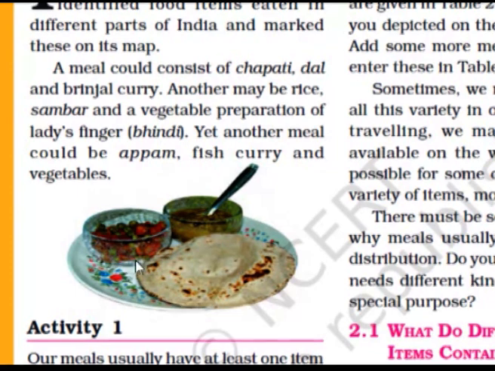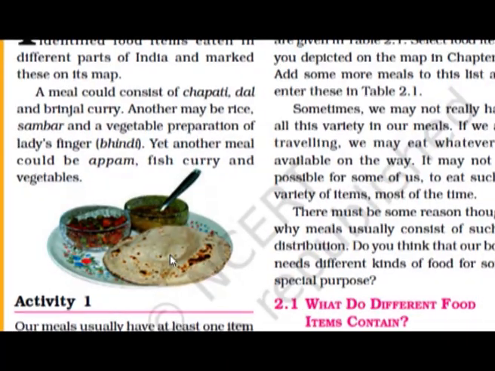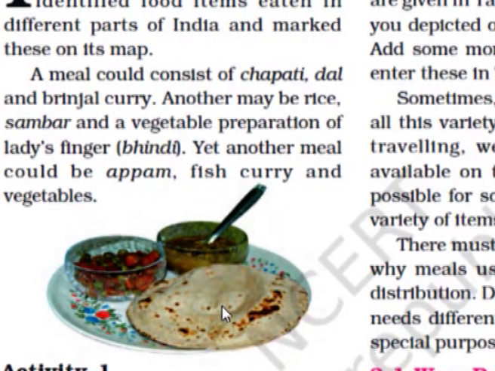Children, here the description of food is given according to the region of India. In India, people of different regions eat different varieties of food. In North India, they may be eating dal, chapati with some curries or vegetables. As we go towards the south, people usually love rice and they eat rice with sambar or vegetables. Yet another meal could be appam, and people living in the coastal areas usually prefer fish. So they eat their rice with fish and fish curry.